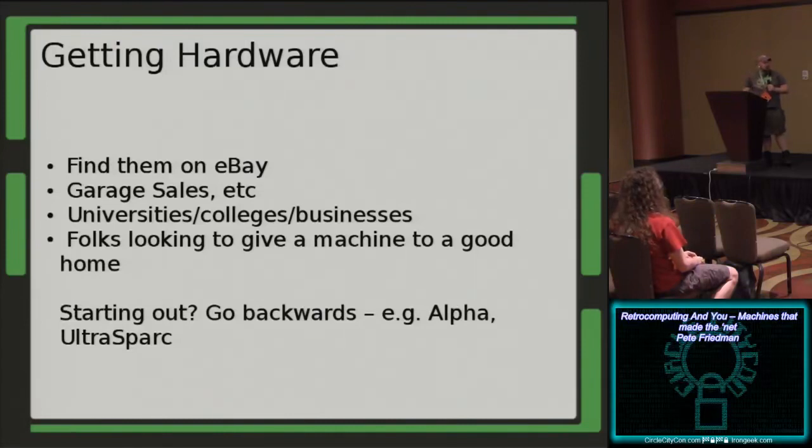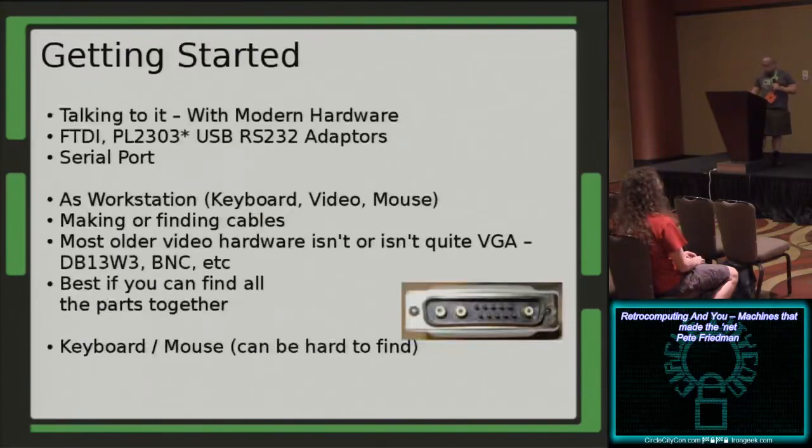So if you happen to come across an old machine and you're interested in older hardware, rescue it, give it a good home, play around with it. One thing to keep in mind, if you're just getting started, my personal recommendation is find something, work backwards. Start with newer hardware and go backwards from there. Machines like Alphas are pretty forgiving and surprisingly easy to work with. The boot PROM is user friendly in comparison to some other systems.